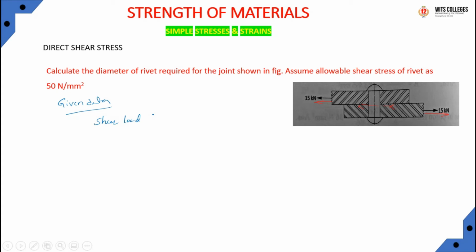By the diagram, the shear load P equals 15 kilonewtons, which is 15,000 newtons. As well, the allowable shear stress tau equals 50 Newton per mm square. So what is the formula for shear stress?